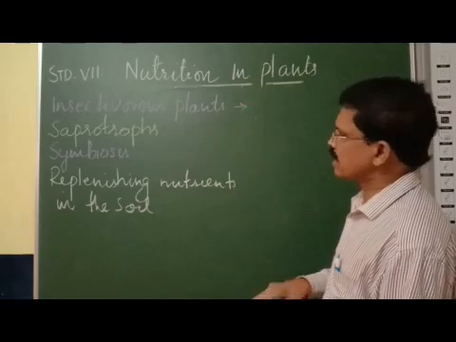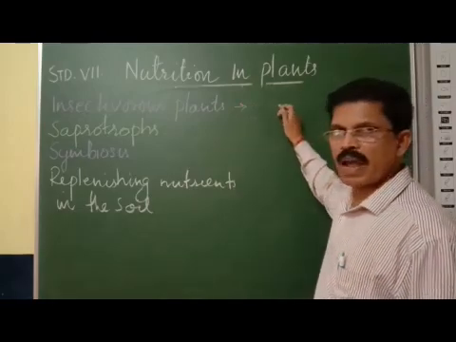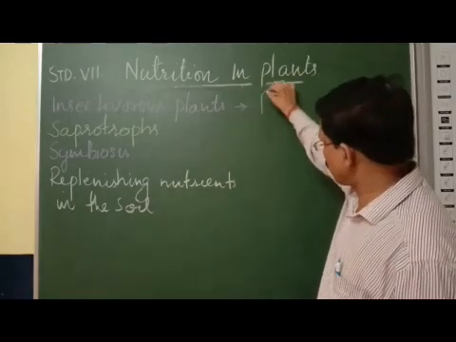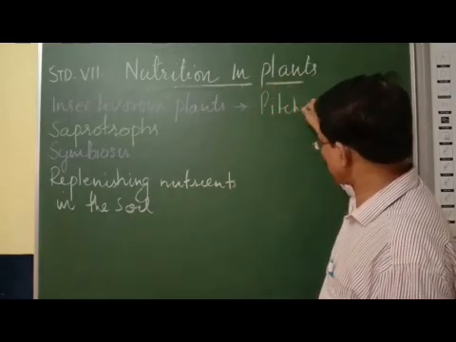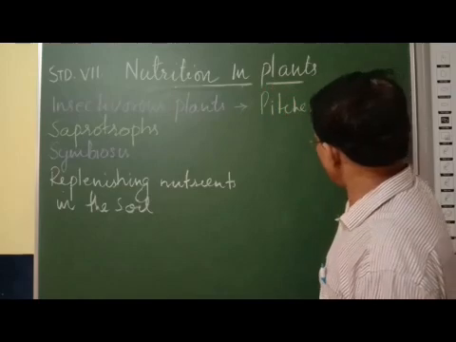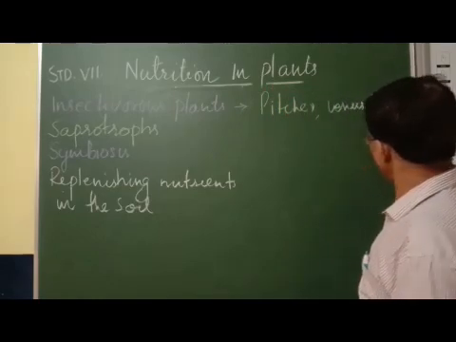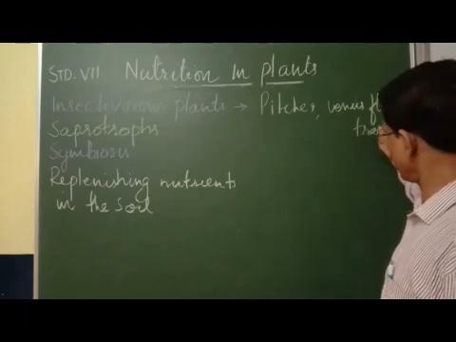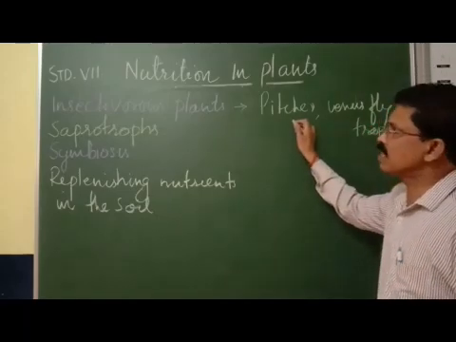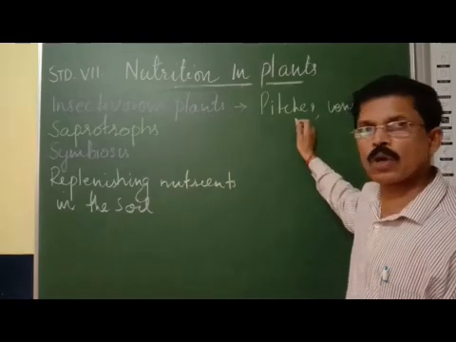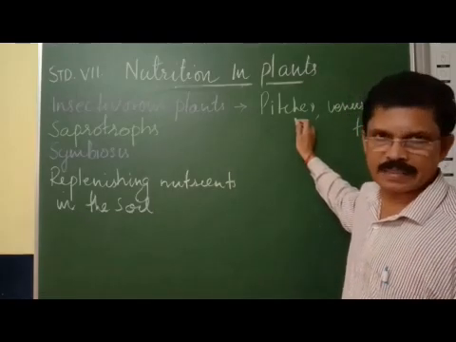You know, insectivorous plants are plants which feed on insects. For example, pitcher plant, then Venus flytrap. Pitcher plant and Venus flytrap, they trap the insects and get nutrients from the insects.